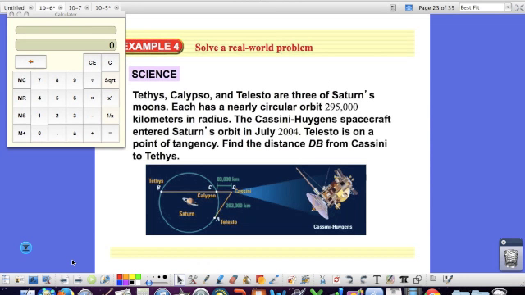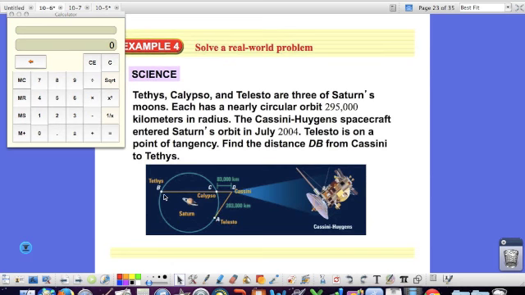For example 4, we have a real-world science problem like yesterday, lesson 10. So we have Tethys, Calypso, Telesto, 3 of Saturn's moons. Each has a circular orbit of 295,000 kilometers, roughly, in radius. The Cassini-Huygens spacecraft entered Saturn's orbit in July 2004. Telesto is on a point of tangency. Find the distance DB, from Cassini to Tethys.